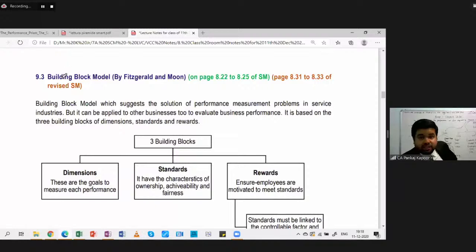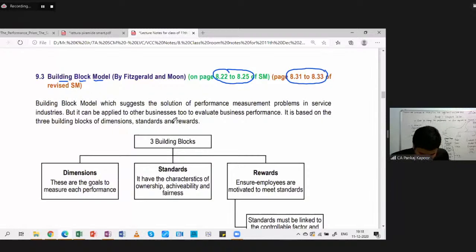Friends, the next topic is the building block model. This model is given on page number 8.22 to 8.25 of the old study material and 8.31 to 8.33 of the revised study material. There is no major change in this particular topic regarding the theory given in the study material, although there is a change regarding the model which we just studied, the performance pyramid. So prior to studying the notes regarding this model, let me take you to some pictures.